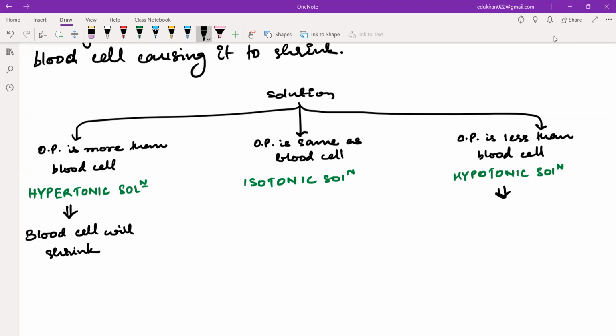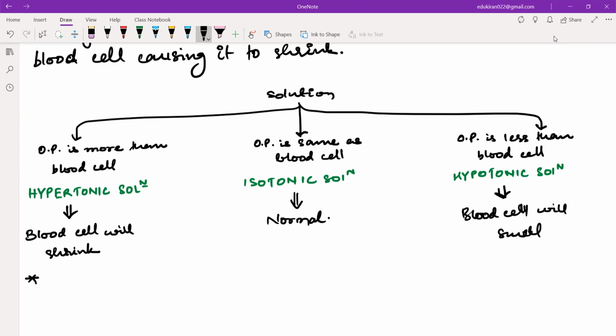If it is hypotonic, blood cell will swell. And if it is isotonic, it is normal. Nothing is going to happen.